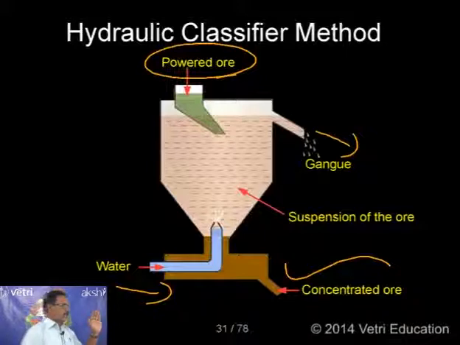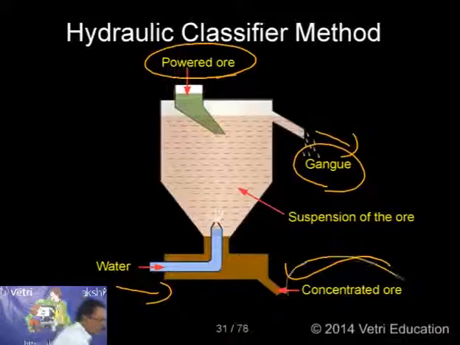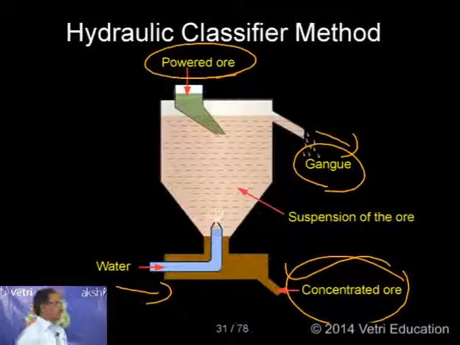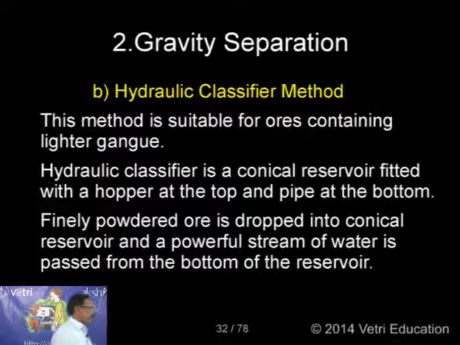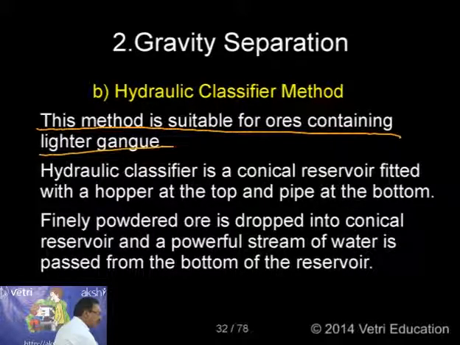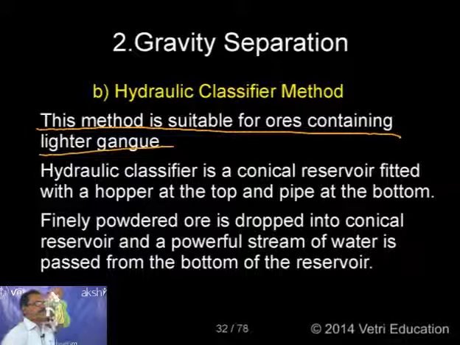So the lighter material will be washed away by water and the gangue collected at the top through the side tube, whereas at the bottom the concentrated ore will be collected. This is the basic principle of the hydraulic classifier method. This method is suitable for ores containing lighter gangue. Kindly follow: if the impurities are lighter, we can apply this one. Normally this is suitable for lighter gangue materials.